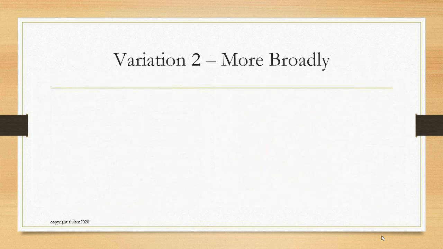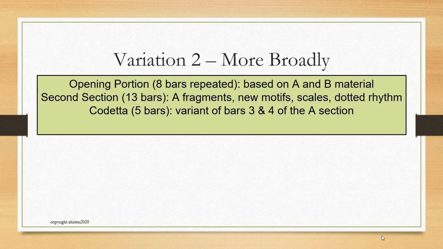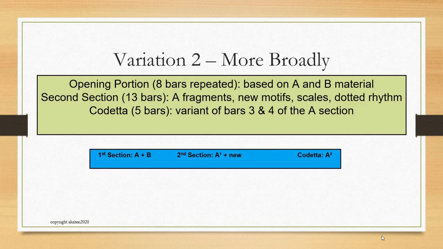More broadly speaking, with the inclusion of the A and B material in the opening 8 bars, it's as though Haydn has granted himself permission to deviate from the original theme in the second section.